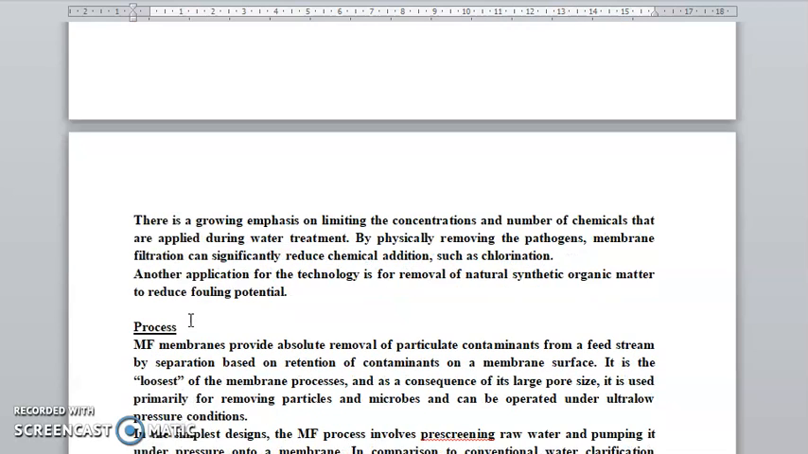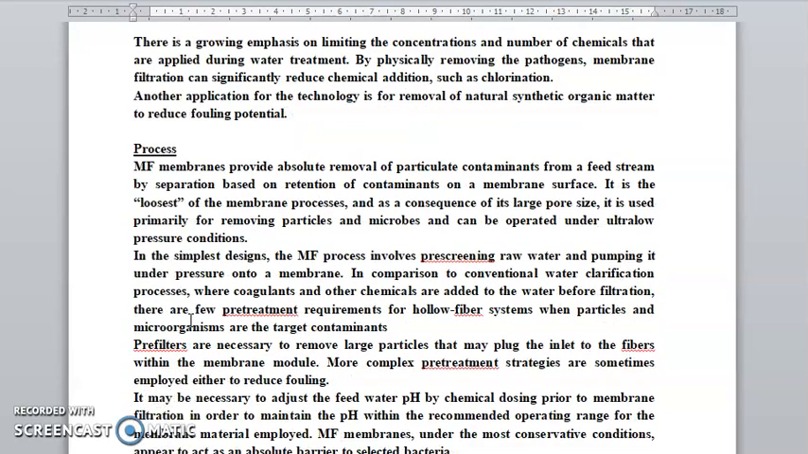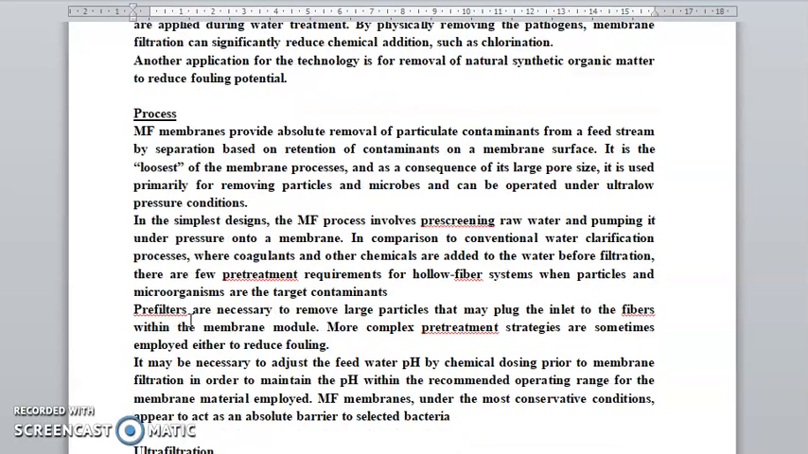Okay, now we go for the process one by one. Microfiltration membranes provide absolute removal of particulate contaminants from a feed stream by separation based on retention of contaminants on the membrane surface. It is the loosest of the membrane processes as a consequence of its large pore size. It is used primarily for removal of particles and microbes, and it can be operated under ultra low pressure conditions.